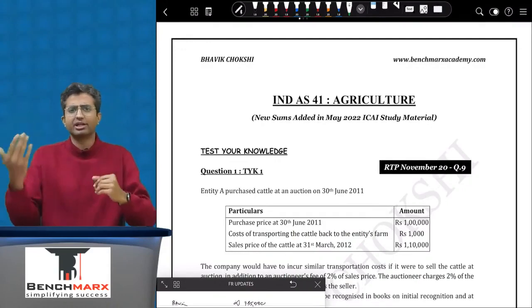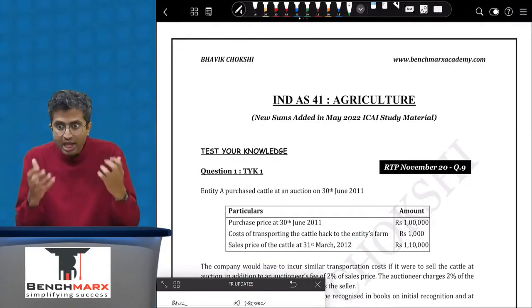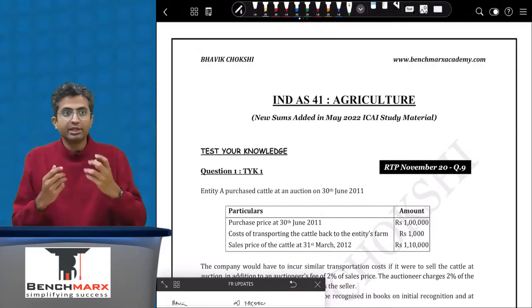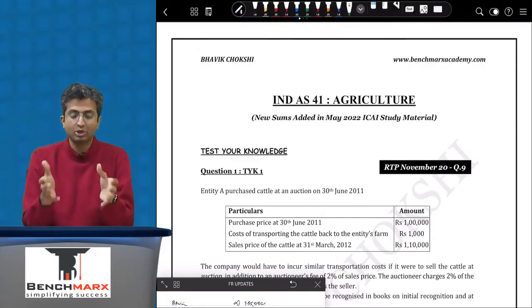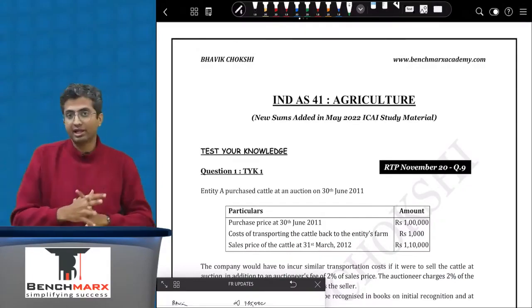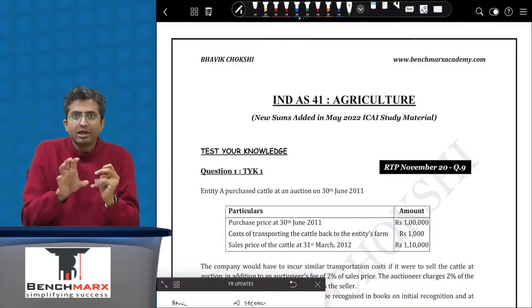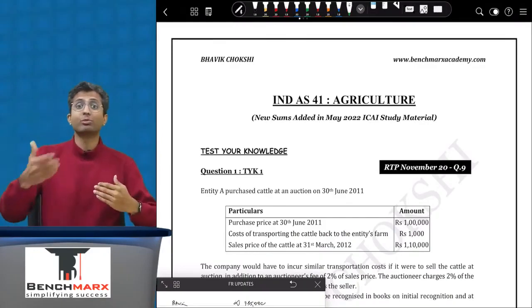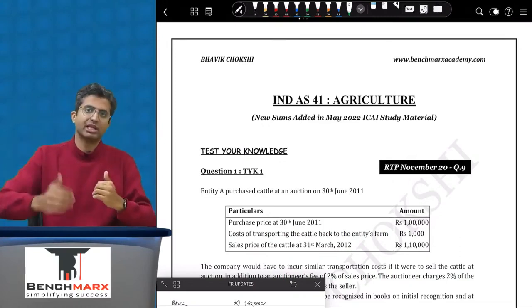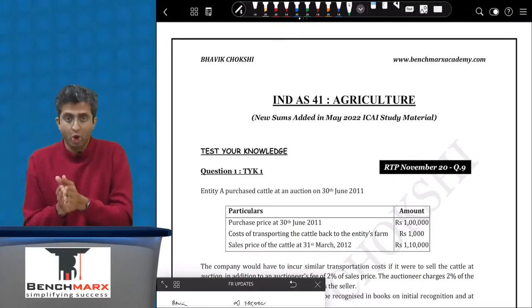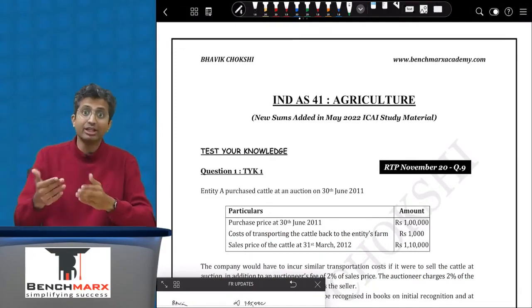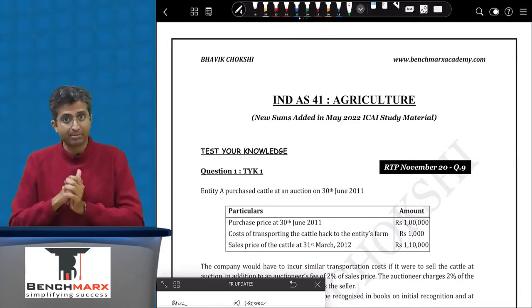If you are aware, under Ind AS 113, fair value is basically the actual quoted price in the relevant market minus the transportation cost. And because Ind AS 41 says you have to measure it at fair value less cost to sell, even the transaction cost that is going to be incurred in order to sell the asset will also be subtracted.